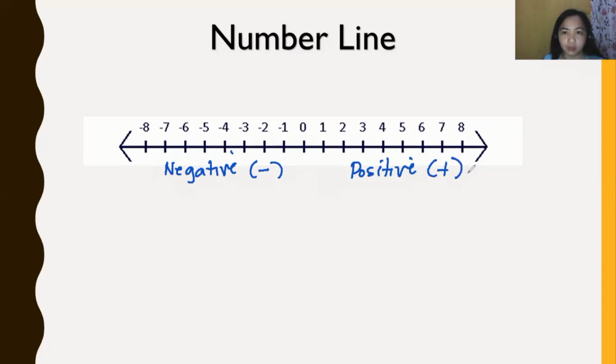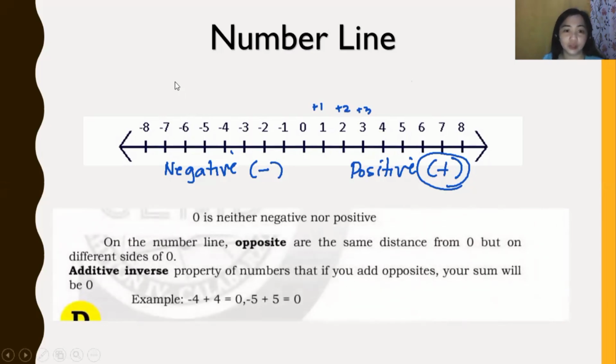So in a positive number, it can be written with this symbol. Pwede nating isulat na positive 1, positive 2, positive 3, and so on. Or pwede rin natin hindi isulat yung positive symbol. Kapag ang isang number ay walang ganitong symbol, that means it is positive. While in negative number, we always include the negative symbols. So we can find it in the left side of our number line. And 0 is neither negative nor positive.